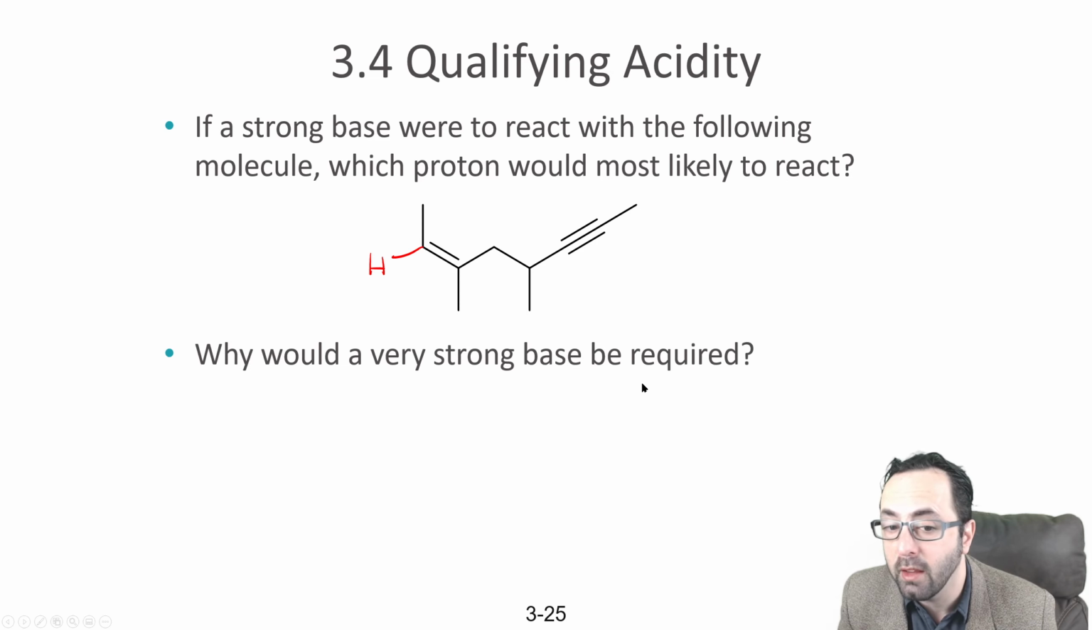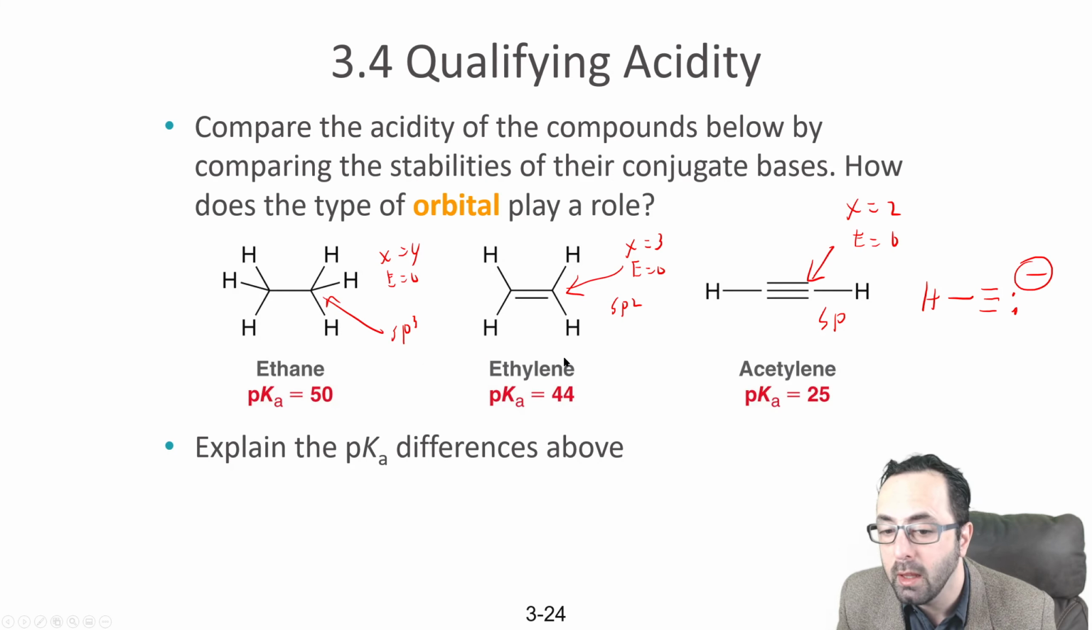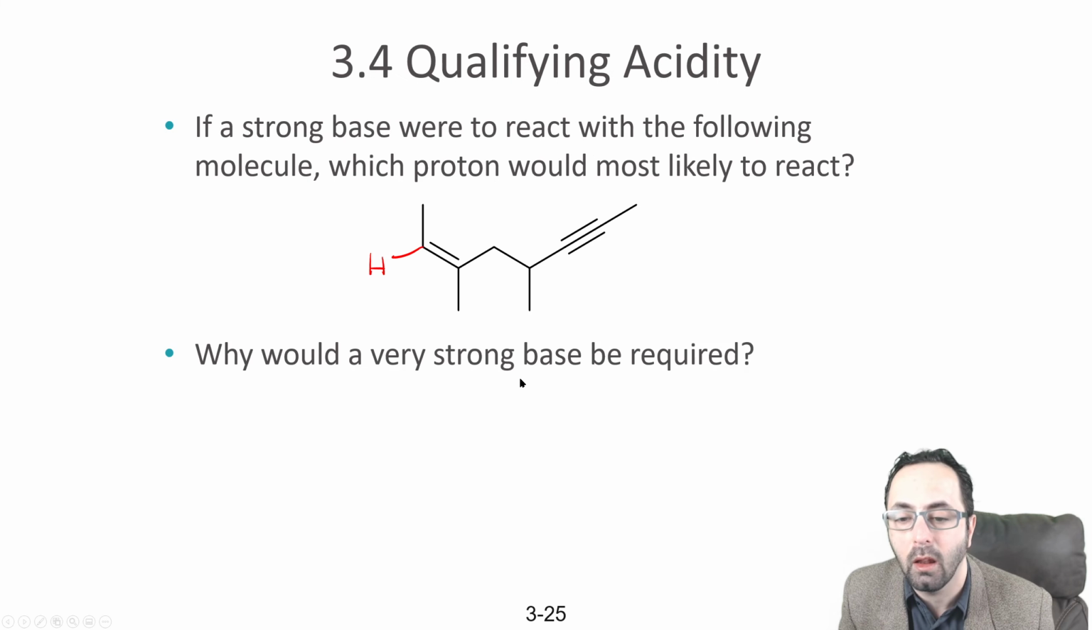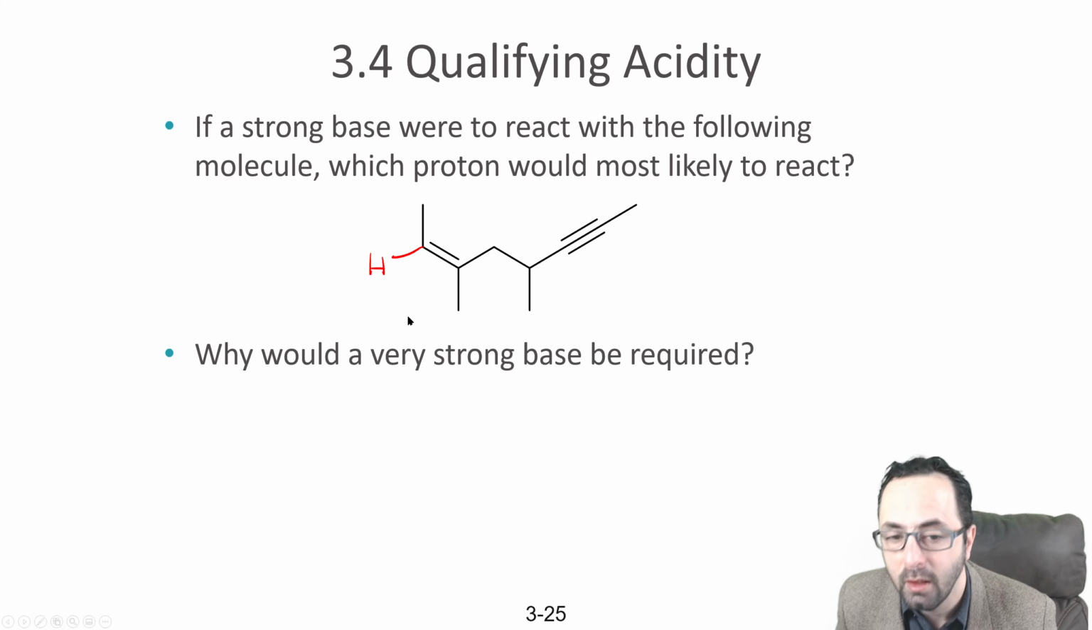A very strong base would be required because, again, if you look at these pKa's, the pKa for this will be around 44. It's super high. These are not acidic at all. You'd need a super strong base to pull this H plus off.